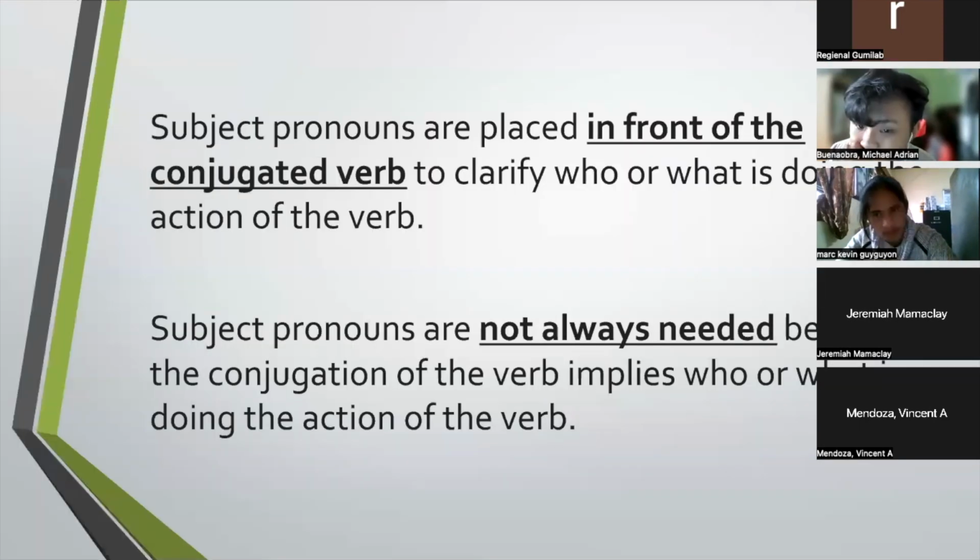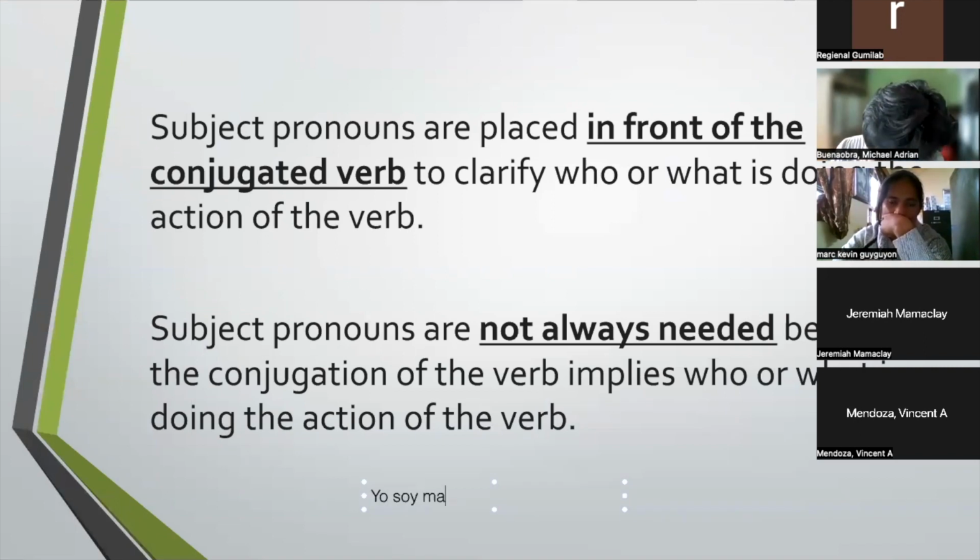So, at the last part, subject pronouns are not always needed. Ito na yung sinasabi ko kanina. You can omit the pronouns because it's already implied. That's why when we say yo soy Maria, we omitted yo because it's already implied. Soy is yo. Okay? So, ganyan lang siya.